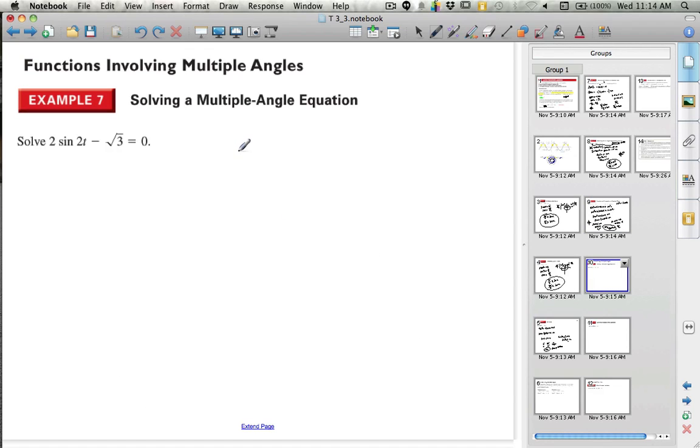Okay, when we work with multiple angle equations, what I'm going to solve for in this case is the sine of 2t, and then I know that by dividing that by 2, I'll be able to find t. Okay, so again, we want to isolate our trig function.